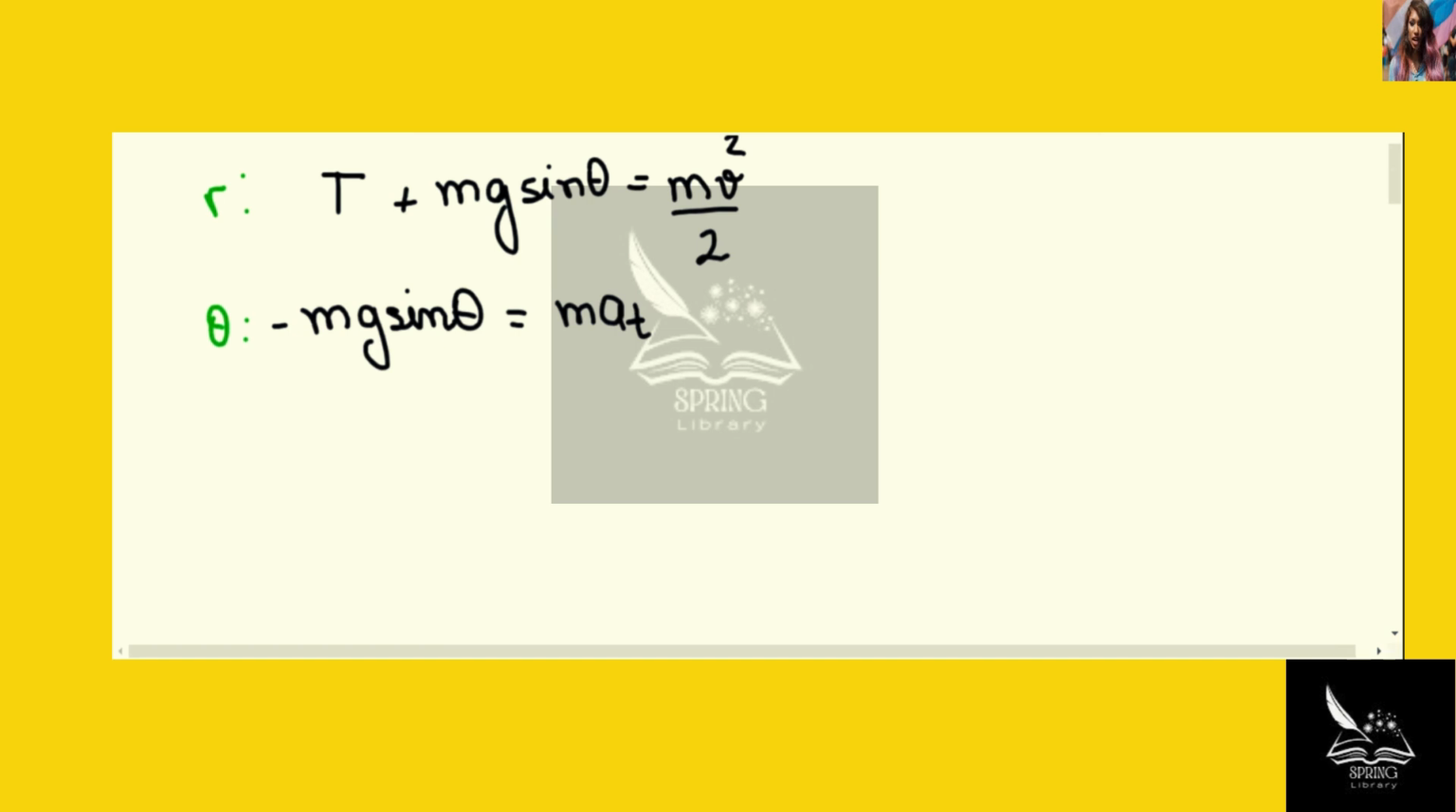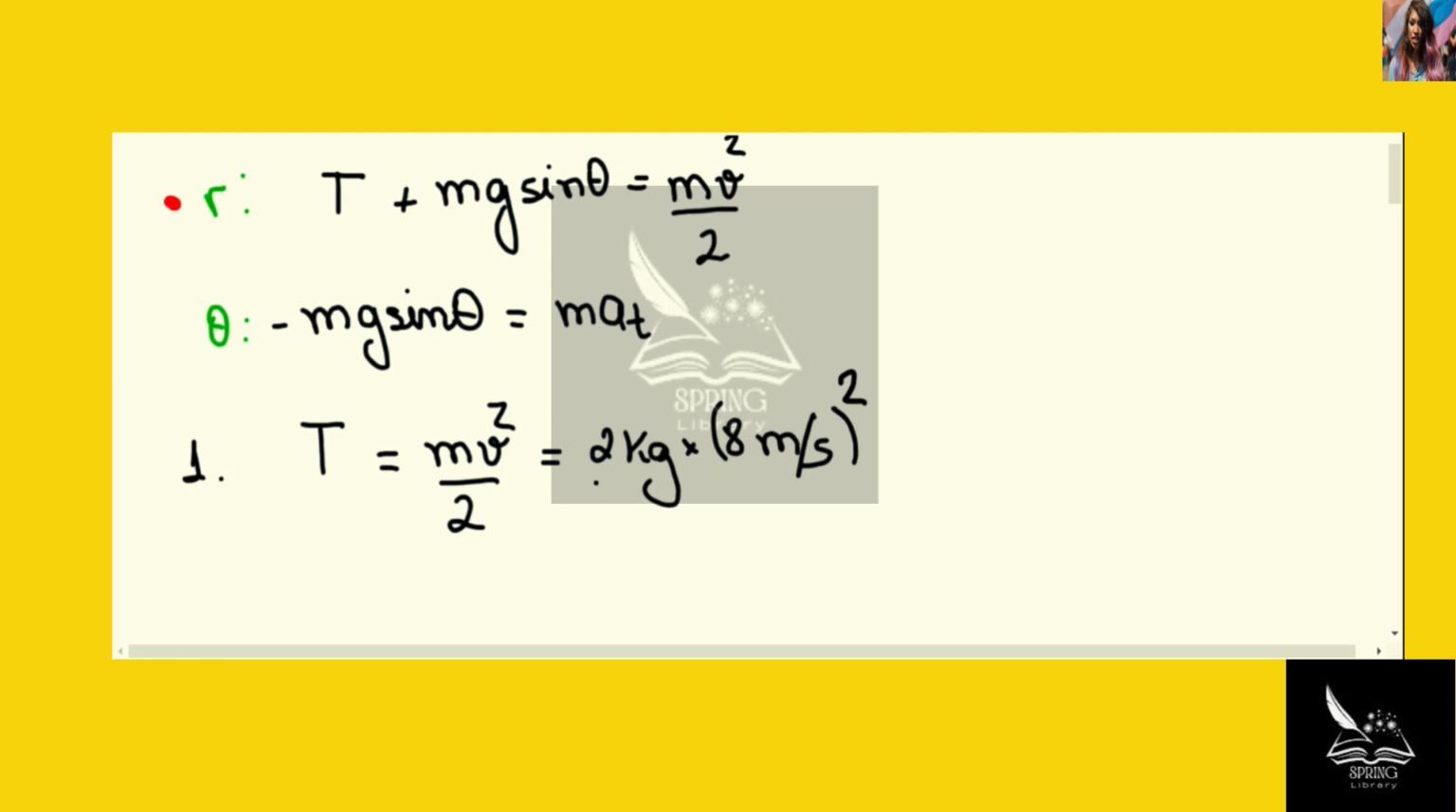I'm going to use the first equation in order to calculate the tension when theta is equal to 0. So when theta is equal to 0, the sine of theta is 0, and T is equal to mv squared over r. The mass is 2 kilograms, v is 8 meters per second, and then the tension must be equal to 64 newtons. This is the tension when theta is equal to 0.